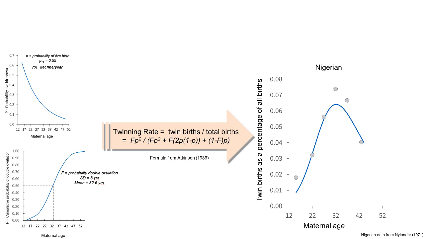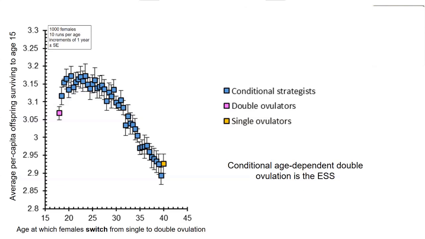a woman enters menopause. So given this pattern, the second question we wanted to ask is, what's the adaptive significance of the kind of conditional age-dependent double ovulation we seem to have uncovered in explaining the twinning rates in human populations? We use two techniques to answer this question. The first is simulation and the second is mathematical modeling, and both of these support each other.